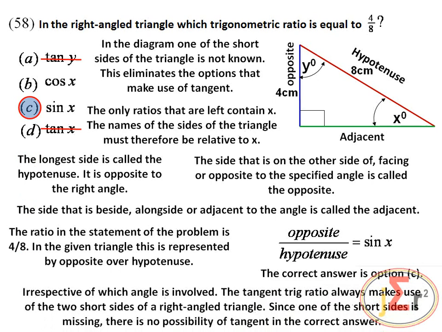Irrespective of which angle is involved, the tangent trig ratio always makes use of the two short sides of a right angled triangle. Since one of the short sides is missing, there is no possibility of tangent in the correct answer. If one of the short sides is missing, then we are sure that tangent is not applicable.